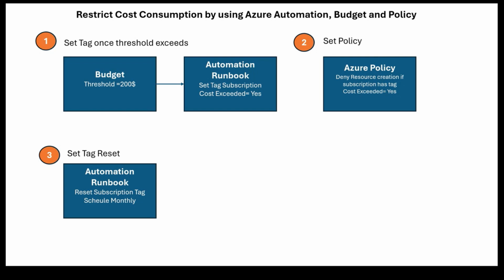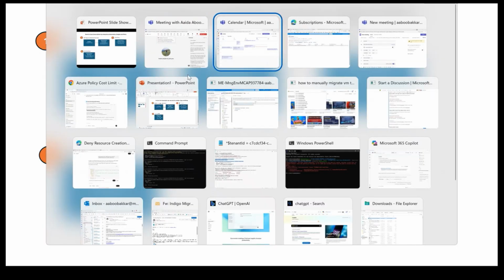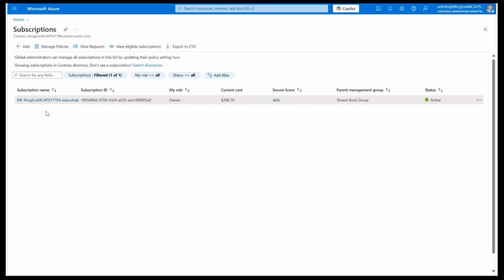Now, once I have done this, my logic is fine, but every month I have to reset the tag value as well, because this is a monthly process I am doing, this budget restriction. So once the month is completed, on every first day of the month, I needed to reset the tag. So these are the three things I needed to be done to achieve the goal. Now I will go to the Azure portal and show how the things will work.